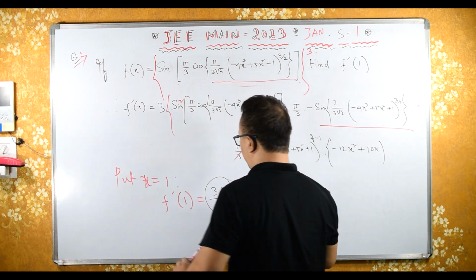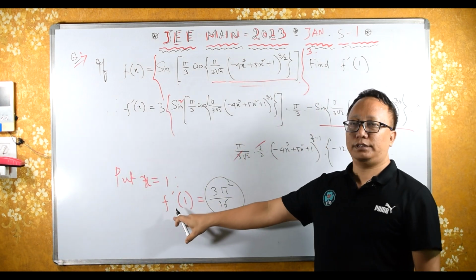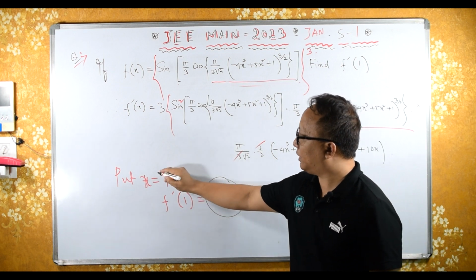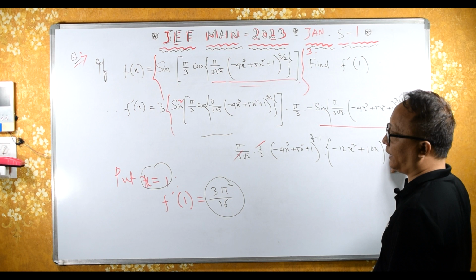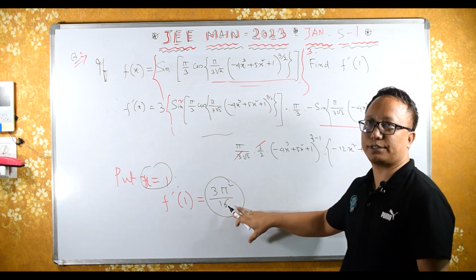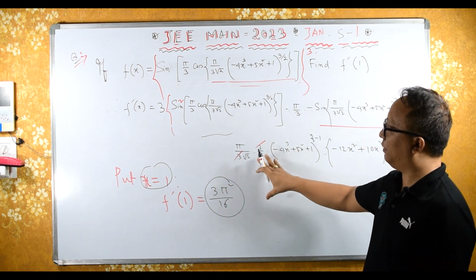You check this. It's easy. You have to substitute x equals 1 in these relations, and you will get 3 pi square by 16. This is very easy. Just be careful while solving.